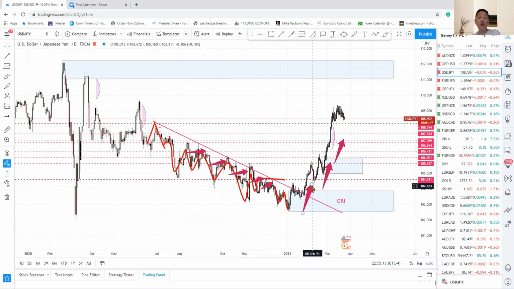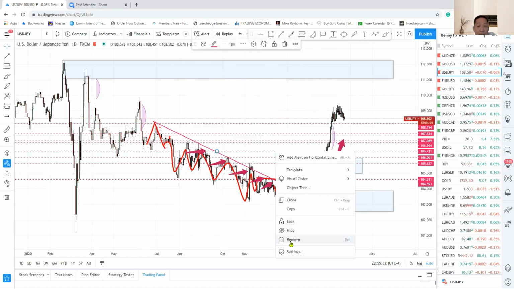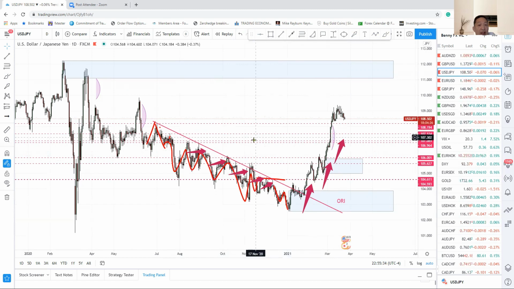The institution does not need to put up that much capital to push the price up, because all these buy stops will help the institution push the price up. And that is the reason we see the price move up so fast.